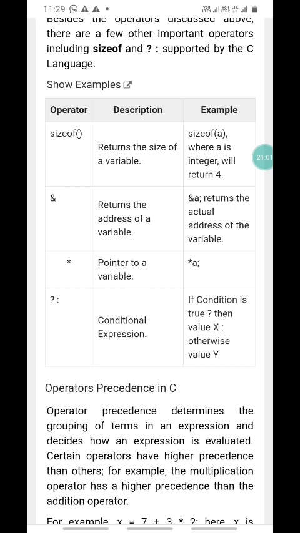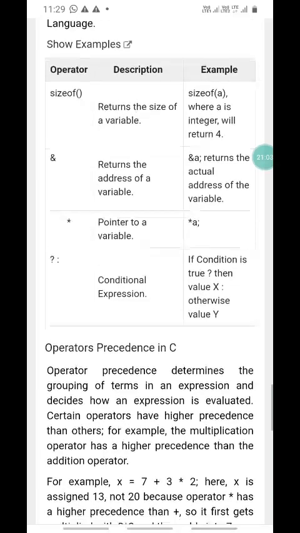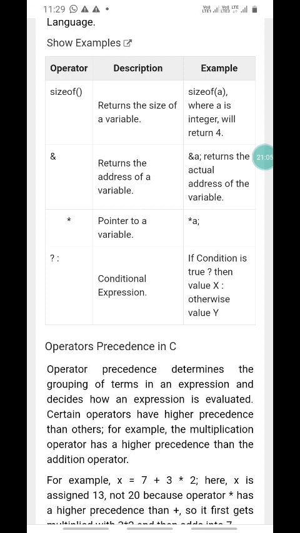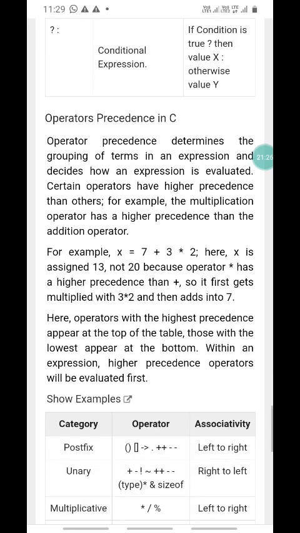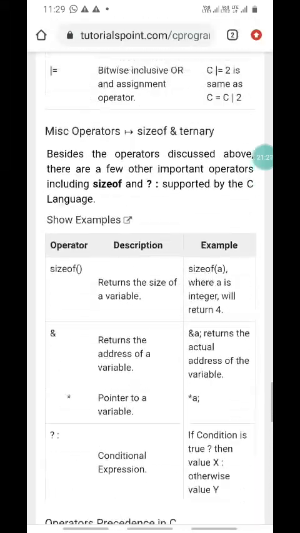Then the address-of operator, &a, returns the actual address of the variable. Then the star, a pointer to a variable, gives the value. Then the question mark and colon is the conditional expression, also called the ternary operator. If the condition is true, then the value of x is taken, otherwise the value of y. So these are the operators in C language.